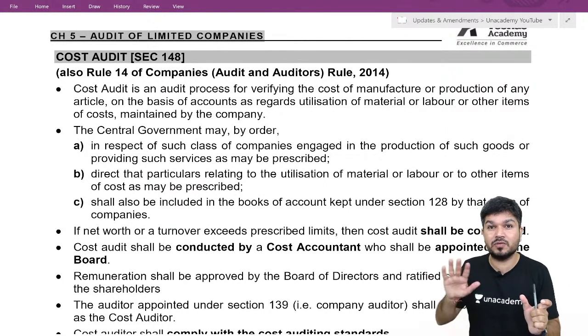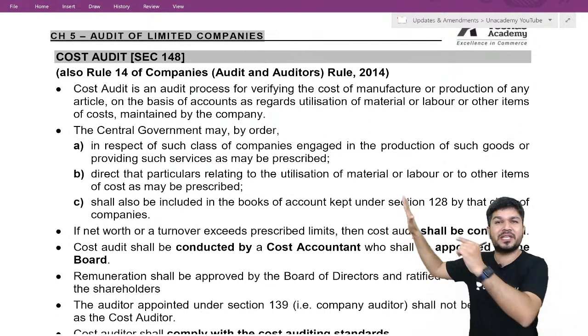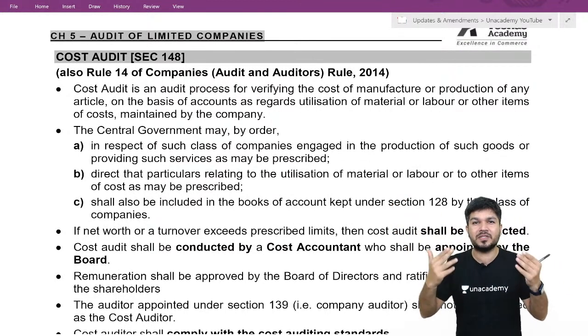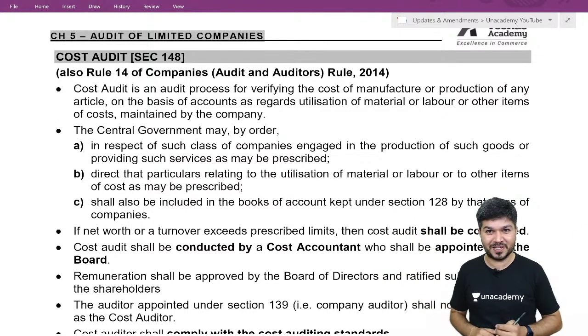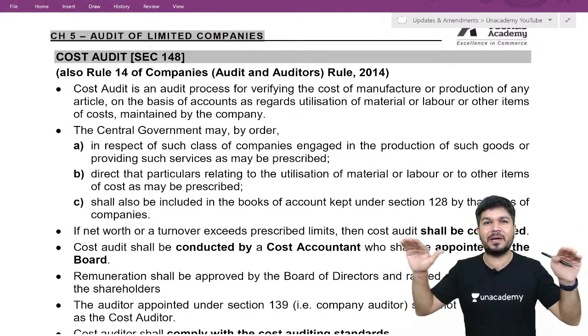And your costing records will be a part of your books of accounts as per section 128. Now, sir, what are such goods, such services? For that, we have the rules. I'm coming to the rules.